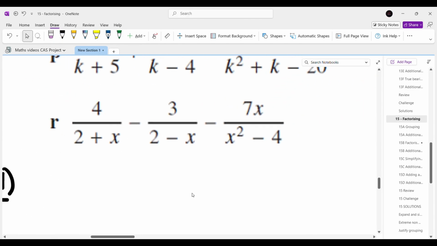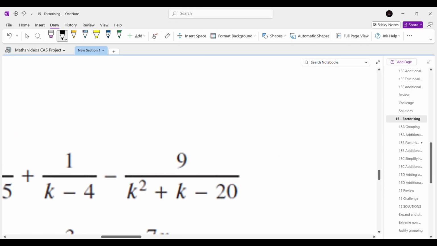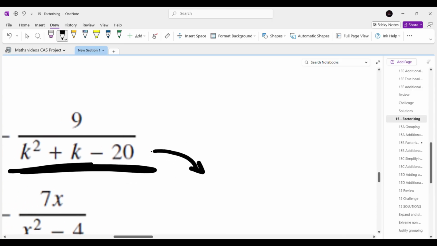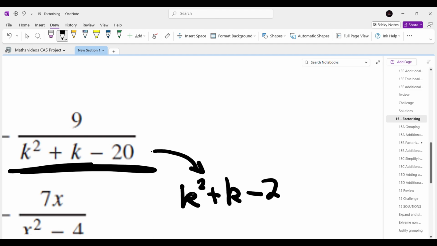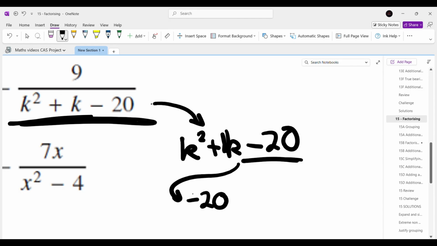So let's just try another one. We can try this one with the k's over here. So what we'll do is we can just simplify this expression right here into factors, because as you can see, it's kind of a bit more complicated. So we can just break this one up into factors. So we have k squared plus k minus 20. So obviously no coefficient here, so we're just looking for values, and this is just 1. So we're looking for values that multiply to get minus 20 and that add to get plus 1.